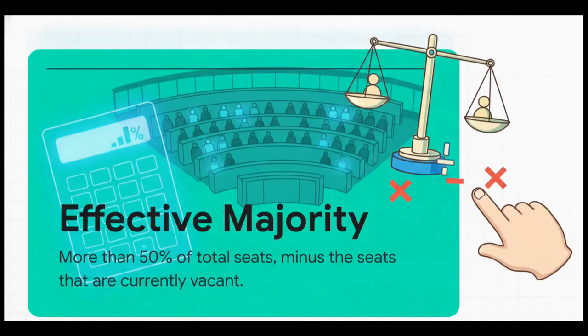Enter the effective majority. This rule basically says, okay, we need more than 50% of the total seats, but we are strictly going to subtract the seats that are currently vacant. You're finding the real, quote-unquote, effective strength of the room before you do the halving math. This is a specialized tool, mostly used for serious internal housekeeping, like if they need to remove a speaker or a deputy chairman from their position.